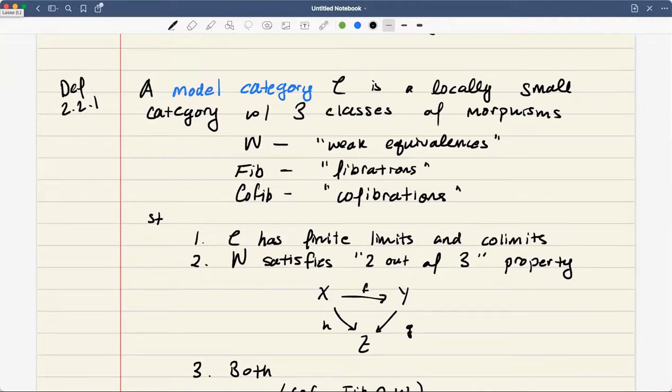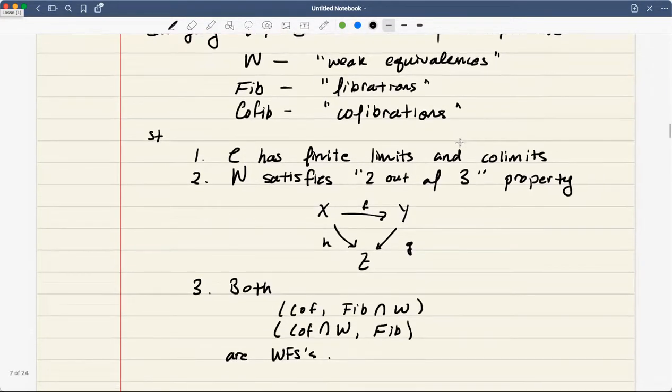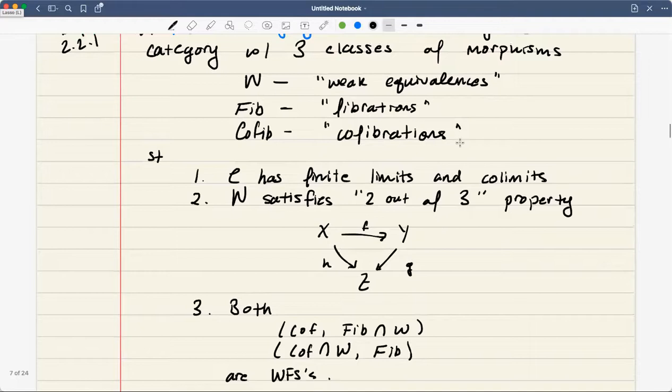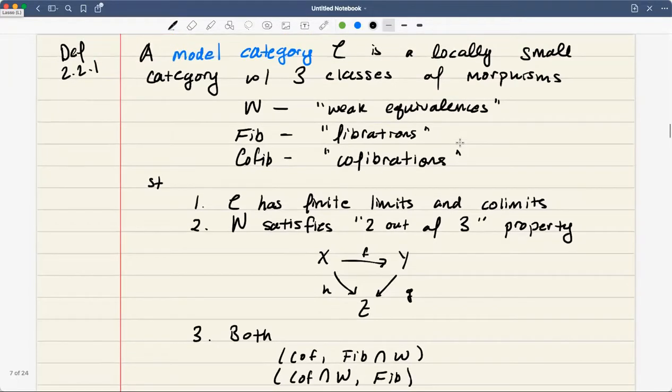We care about model categories mostly because of their strict behavior, I think, so we can use them to model stuff. Yeah, exactly. They are one categories. We know how to do one category stuff. So we also require that, okay, right now these are just classes of morphisms. What are the restrictions on them? Well, first of all, C needs to have finite limits and colimits.